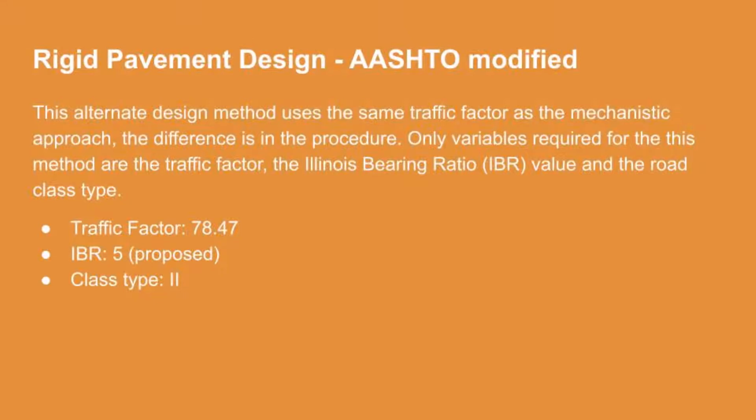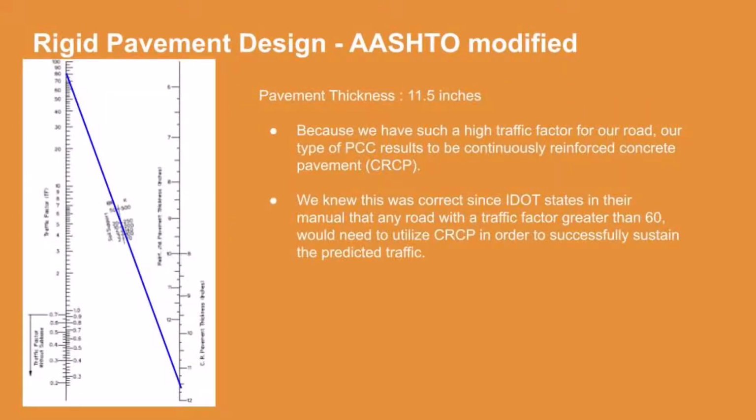We are now going to take a look at the Ashton modified approach. This alternative design method uses the same traffic factor as the mechanistic approach, however, they differ in procedure. This method only requires a traffic factor, IBR, and the road class type. Using the mechanistic approach and the Ashton modified, the pavement thickness was determined to be 11.5 inches. Our type of PCC results to be continuously reinforced concrete pavement, since the traffic factor of 78.47 is greater than IDOT's traffic factor of 60.